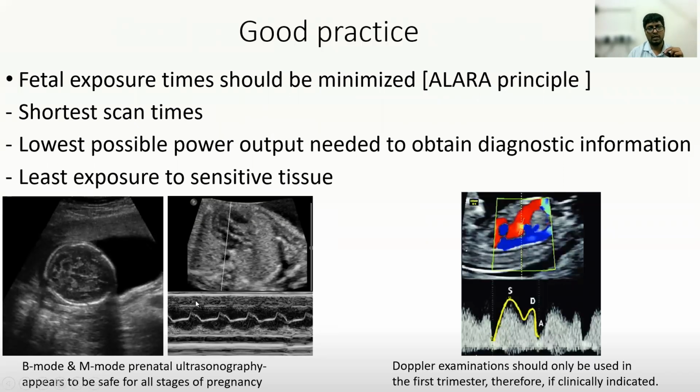But we should also know that with Doppler, where the focus is on a very focal area, the amount of energy given to that area is more, and hence sensitive tissues might get heated up or can cause some cavitation, even though there is no documented data on this. Theoretically, it might cause some heating and cavitation. Hence, Doppler examination should be used in the first trimester only if clinically indicated.